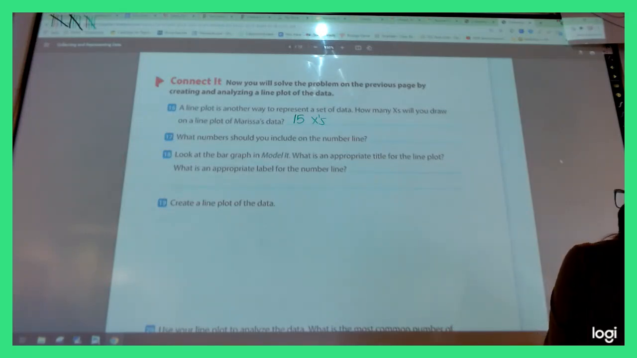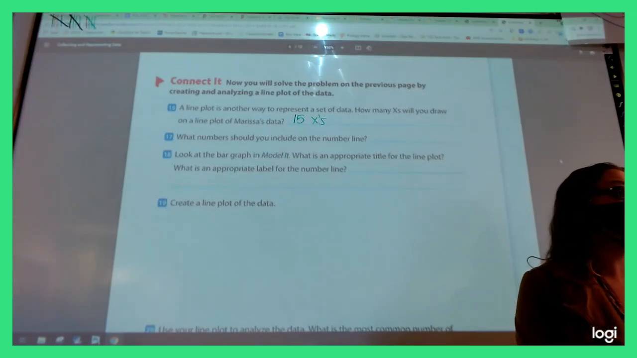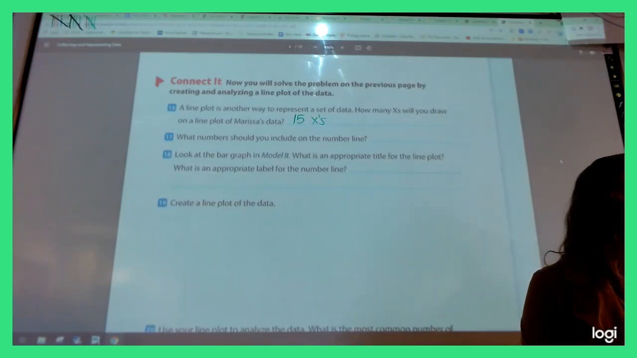Okay, now the next question wants us to think about how we're going to label the bottom of our number line. What is the smallest number in her data set? So look through the numbers. You might remember from the graph. We only have 5 numbers. What's our smallest number? Don't make this too hard. You're just looking through her list. What digit is the smallest?